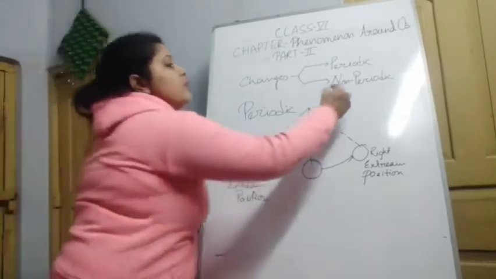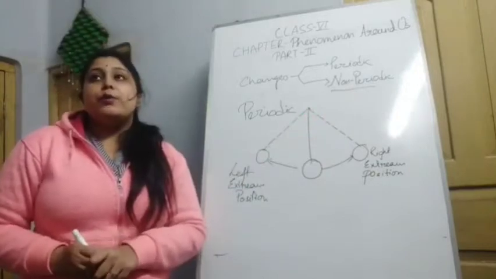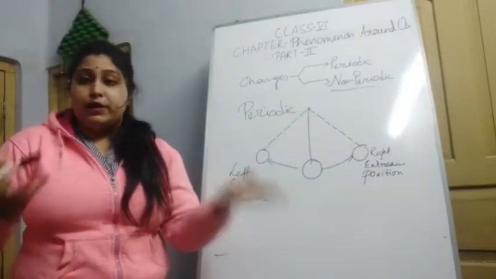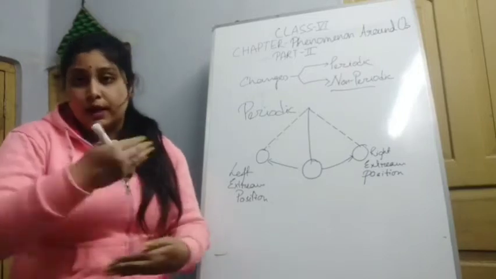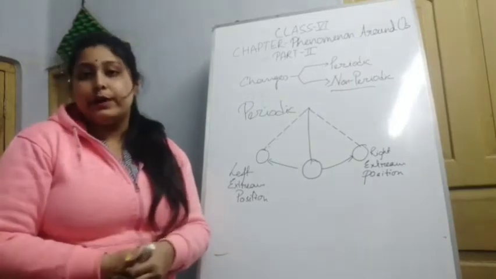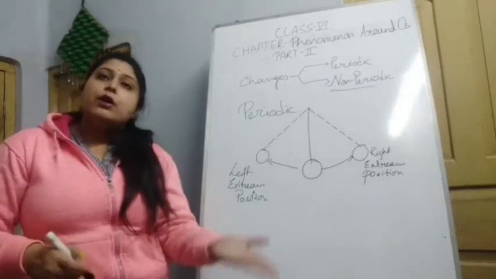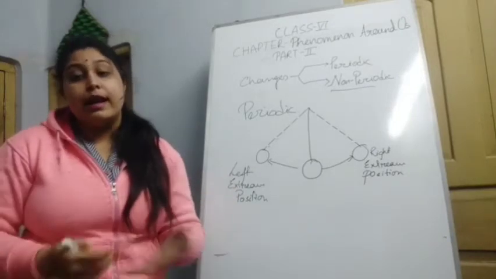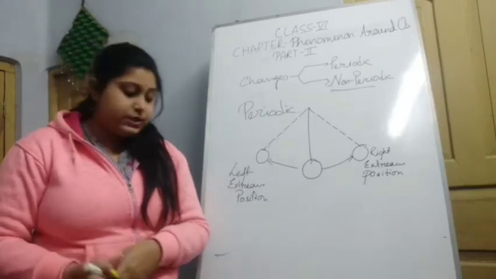And what are non-periodic changes? Like we can talk about the waves of the sea. We can't predict when it will come or when it will go, right? And we also can talk about natural calamities like tsunamis, floods, etc.